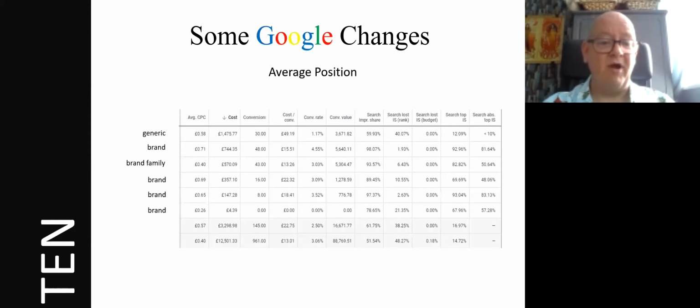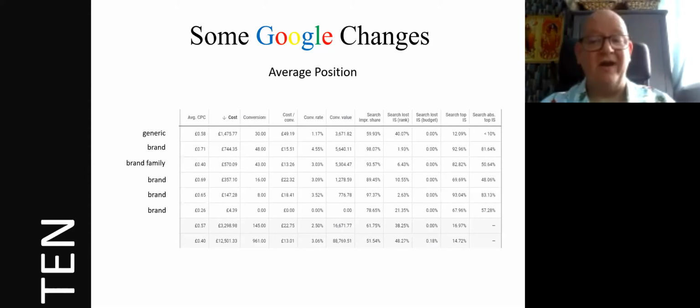So the next one is brand. As you can see, here our impression share is 98%. It's a branded search term. We expect to be number one. We lost 1.93% due to rank. That could be just some very odd search term that you don't want your ad to show for anyway. 81% of our searches, we were number one.